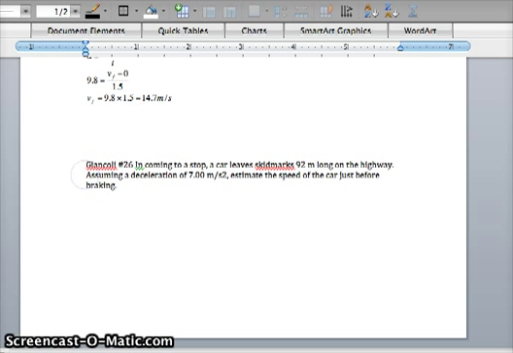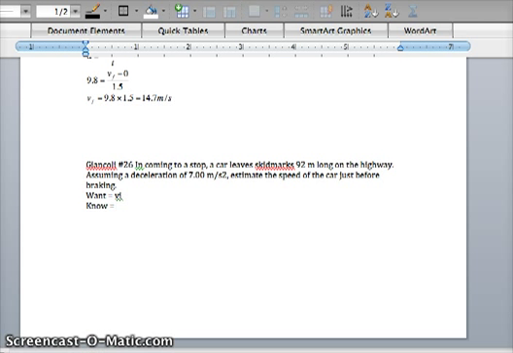Okay, so let's look at number 26. And this is Giancoli number 26. It says, in coming to a stop, a car leaves skid marks 92 meters along the highway. Assuming a deceleration of 7 meters per second squared, estimate the speed of the car just before braking. Now this one, what we want is the initial speed again. And in this one, what we know is the acceleration and the distance.